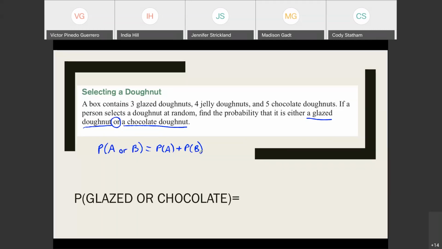So what this formula tells me to do is to basically take the probabilities of the things separately and add them together. So if we're dealing with glazed donuts and chocolate donuts, then I'm going to have the probability of a glazed donut, and I'm going to add that to the probability of a chocolate donut. So that's what the formula says for me to do, is to take the two things separately and add them together.